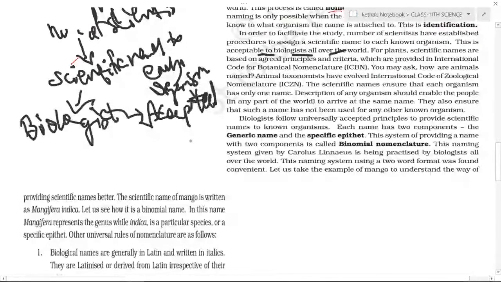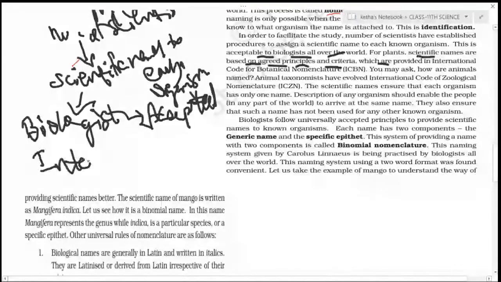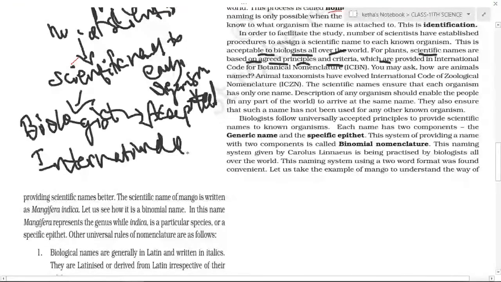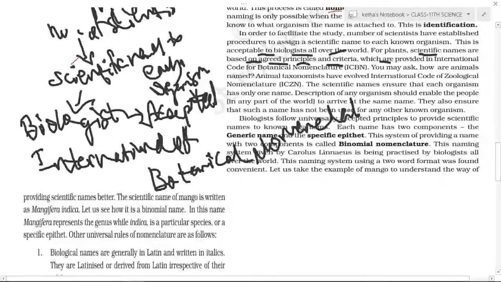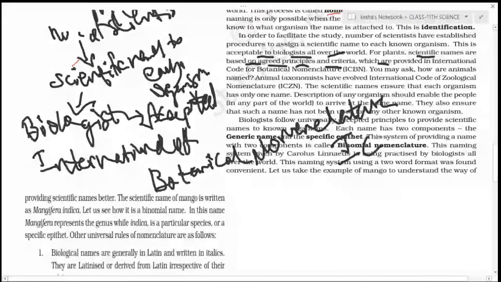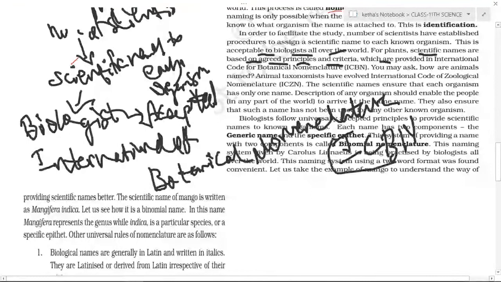For plants, scientific names are based on agreed principles and criteria which are provided in the International Code of Botanical Nomenclature. So for plants, it is the ICBN.